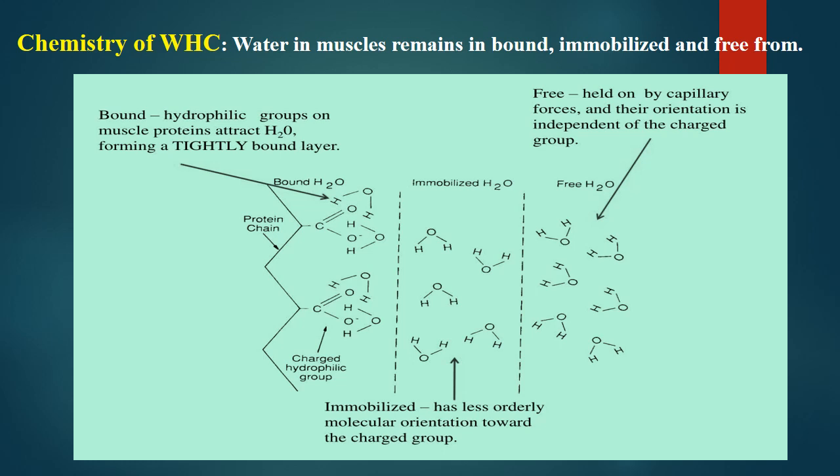The third category is the free form of water, held by capillary forces, and its orientation is independent of the charged group. This water does not have such a tight hold and can easily come out under any minimum external, physical or mechanical force. So free water goes out easily, whereas immobilized water takes a little more effort to come out, whereas bound water will never come out and always remains in the muscle or in the protein.